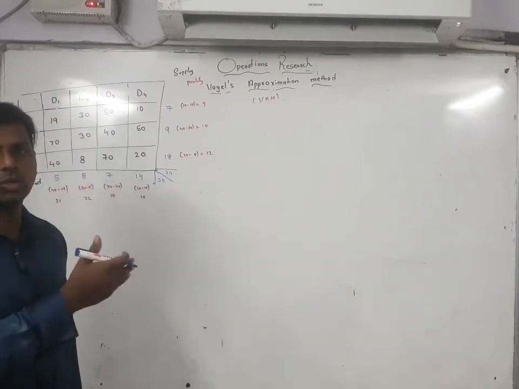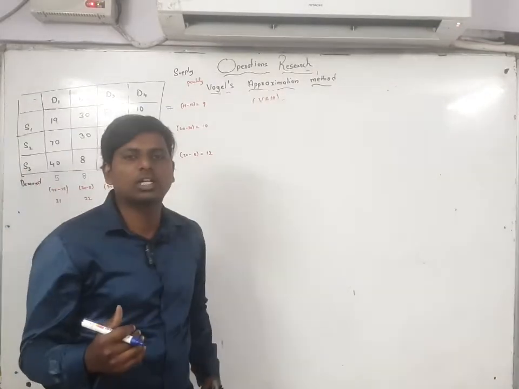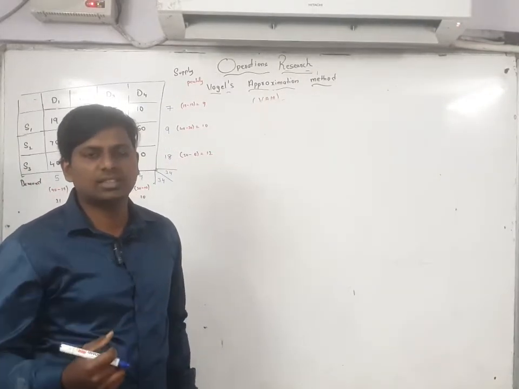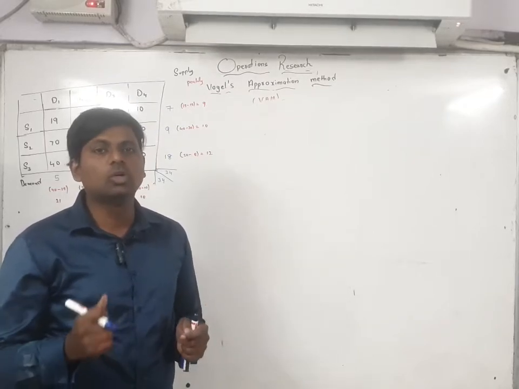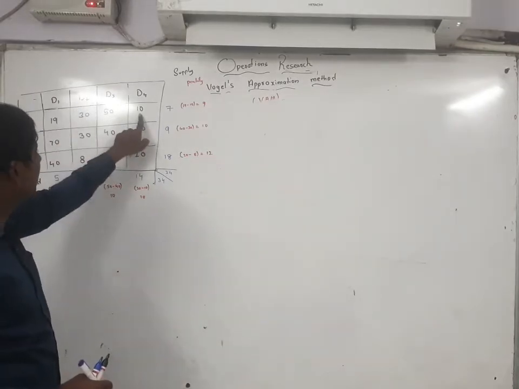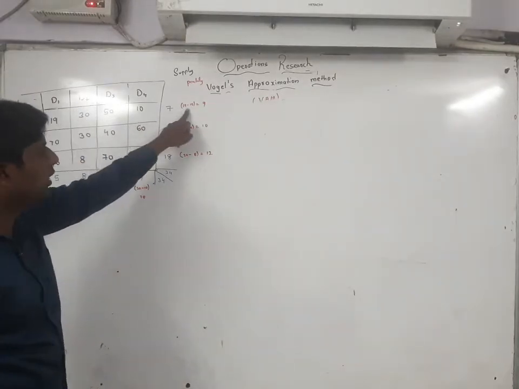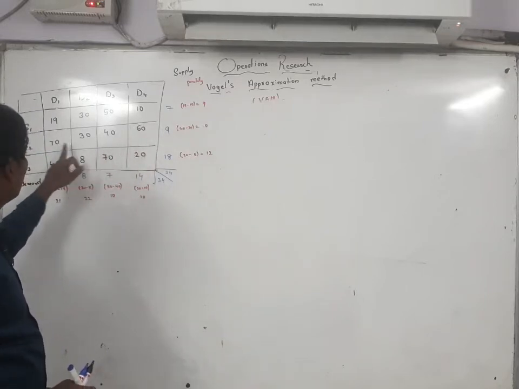First you have to take the row penalty, then you have to take the column penalty. How to find out the penalty? You have to select the two least terms, whether they are the same or different. So in the column, as you can see here, the least ones are 10 and 19. So 19 minus 10. Next one is in the column. Which one is the least? Column. So in the row, which one is the least?